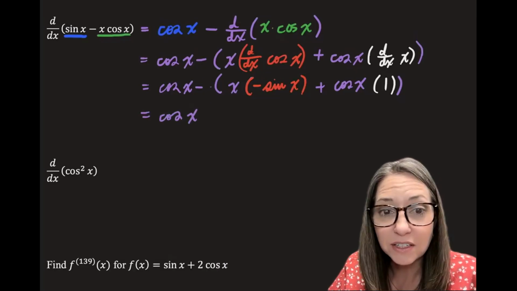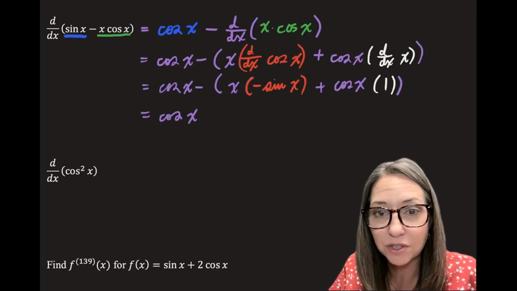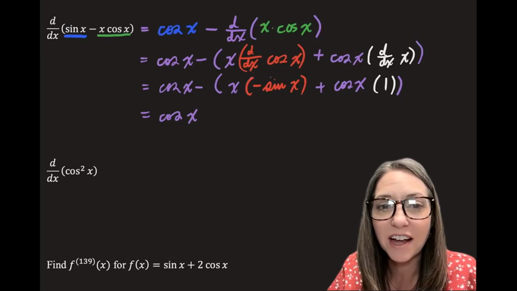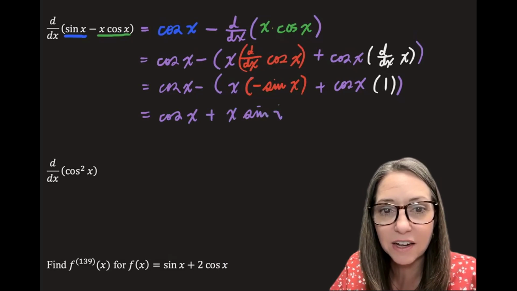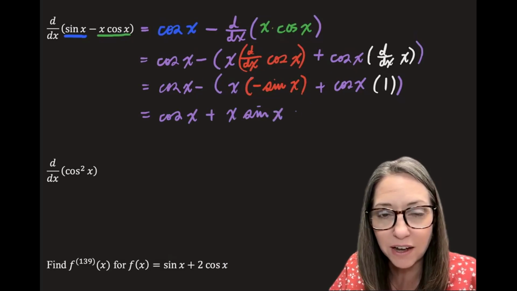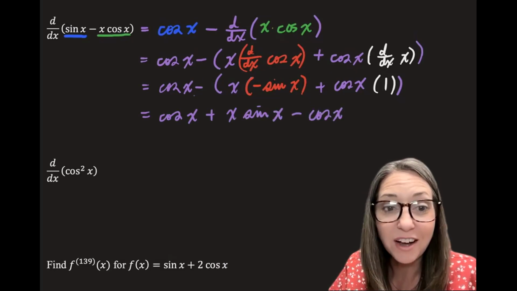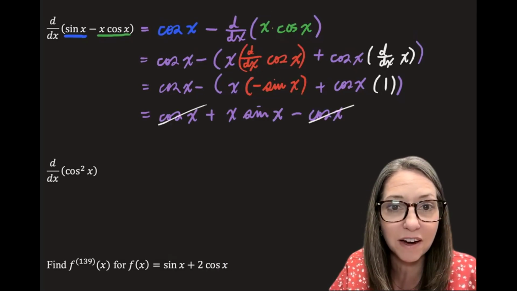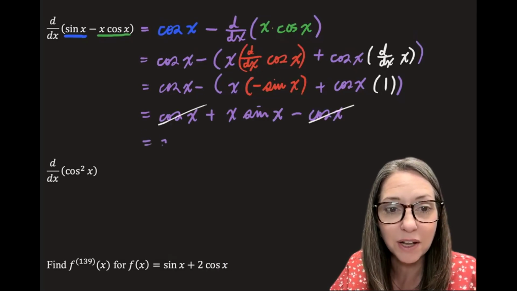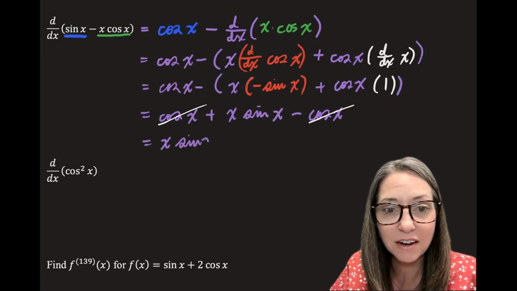Now, let's distribute this negative and also just clean this up. So the negative of negative x cosine x would be positive x times sine of x. And then here we have minus cosine x. Well, turns out cosine x minus cosine x, those actually cancel. So this simplifies down to simply x times sine of x as a final answer.